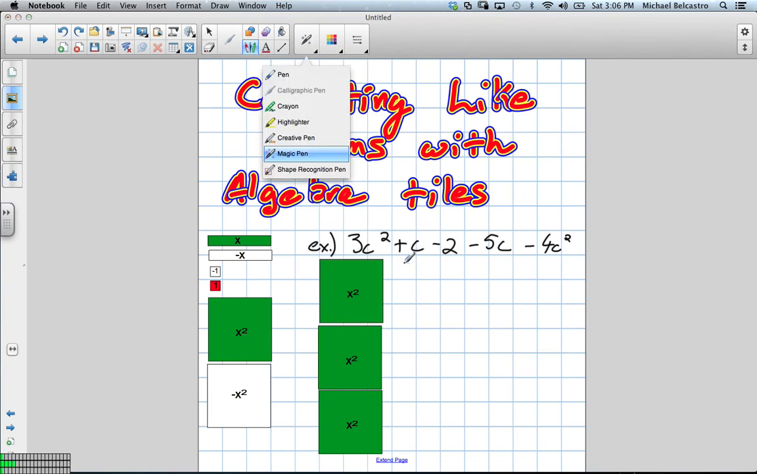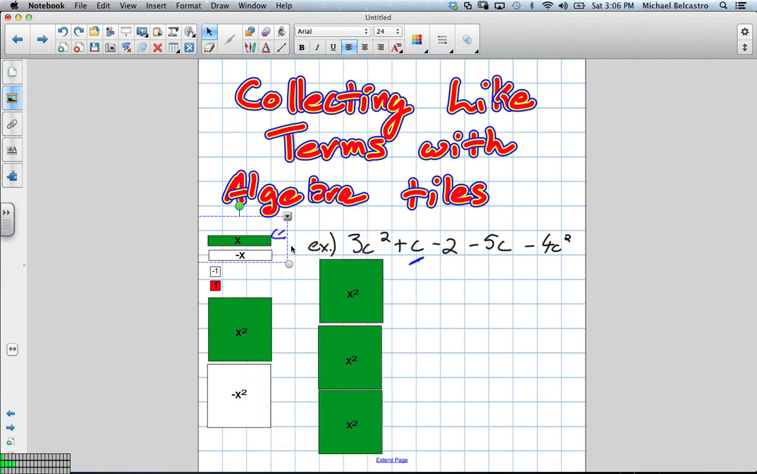And then our next one, we're looking at just this term c. Well, the term c is our x term. Excellent. So how many c's are there? There is just 1 c. So we represented it with just 1. Okay, I'm just going to turn them sideways so we have some room.